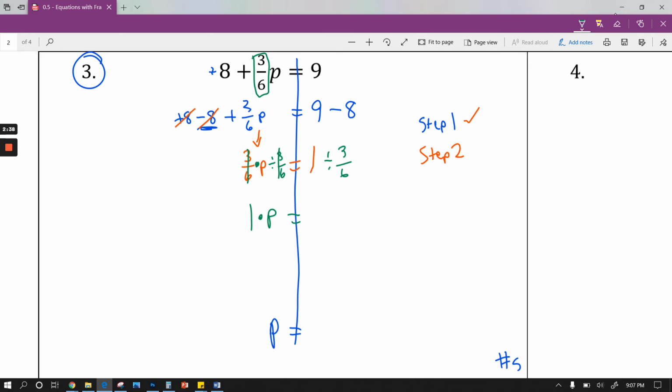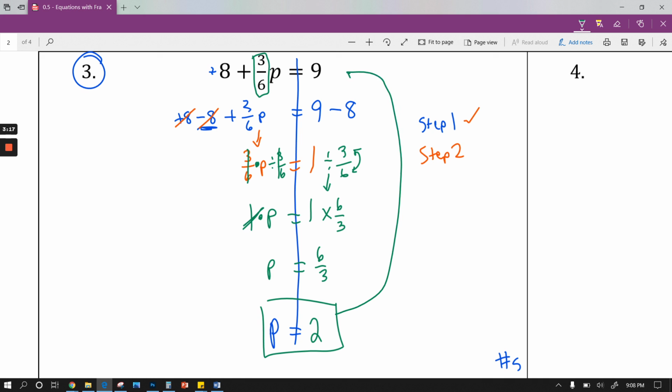Now I know before we were able to just punch it into our calculator. We did that. This time we're going to do the reciprocal of it, so that way we work it out a different way. So the reciprocal of 3/6 is 6/3, and instead of division, we're going to make that multiplication. So we have 1 times 6 divided by 3. 1 times p is just p. 1 times 6 divided by 3 is 6 divided by 3, which means that p equals 2.